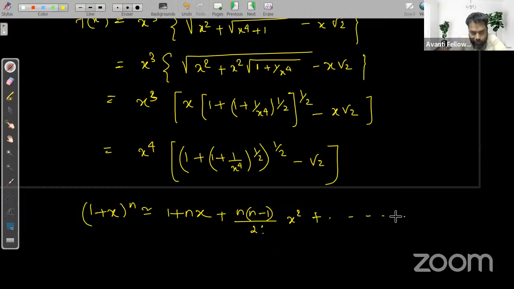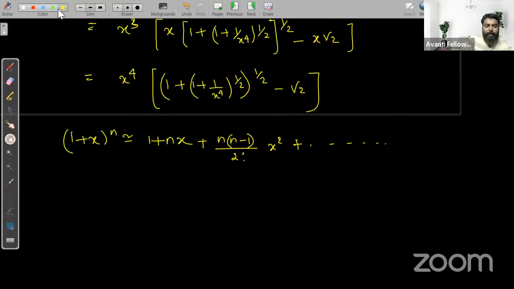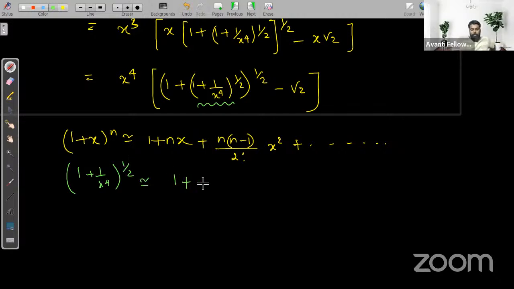Okay. So if we use the binomial approximation in the given question, in the inner portion, in this bracket or in this expansion, what will we have? 1 plus 1 by x to the power 4 whole to the power half is approximately 1 plus 1 by 2 x to the power 4 plus, this will be 1 by 8, actually minus 1 upon 4, into x to the power 8, and so on, right?